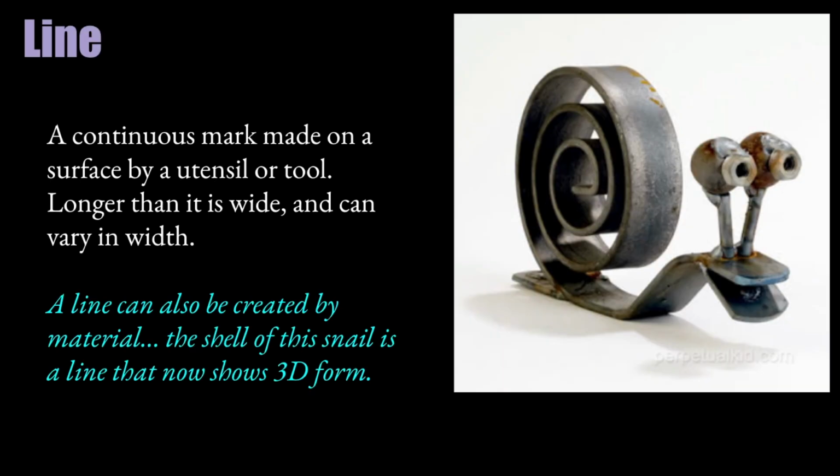Line is the first element of art. It is a continuous mark made on a surface by a utensil or tool. It is longer than it is wide and can vary in width. A line can also be created by material, such as the shell of the snail that is created with a strip of metal. The snail is a line that now shows its 3D form.